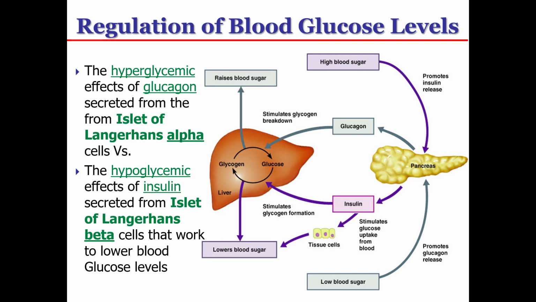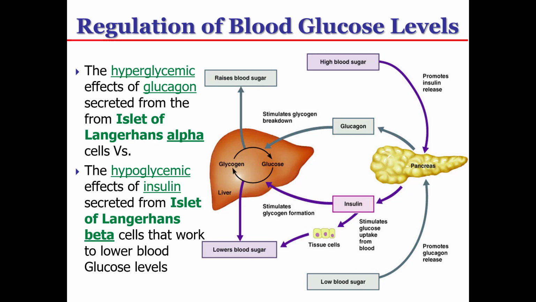So the hyperglycemic effects of glucagon secreted from the islets of Langerhans, the alpha cells, is in contrast, or is antagonistic, to the hypoglycemic effects of insulin secreted by the beta cells. They work together to maintain healthy levels of blood sugar. So when you have high blood sugar, it's going to stimulate the purple insulin pathway. Insulin's going to target tissues and cells to absorb sugar and lower blood glucose levels.